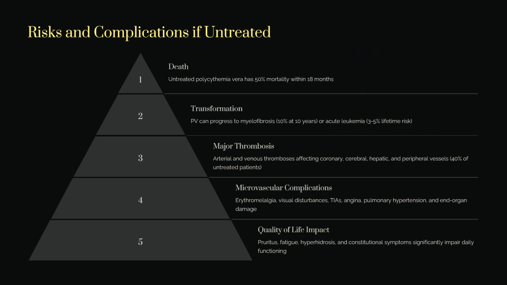Risks and complications if untreated. If the person ignores it, what will happen? Number one is a high chance of death. Untreated polycythemia vera has 50% mortality within 18 months. Next, there will be some transformation. Then there will be major thrombosis, meaning accumulation of blood in the coronary artery, cerebral artery, hepatic artery, and peripheral vessels. Then microvascular complications, where blood flow will be hampered. Quality of life impact: a person will not feel free in daily life activities.